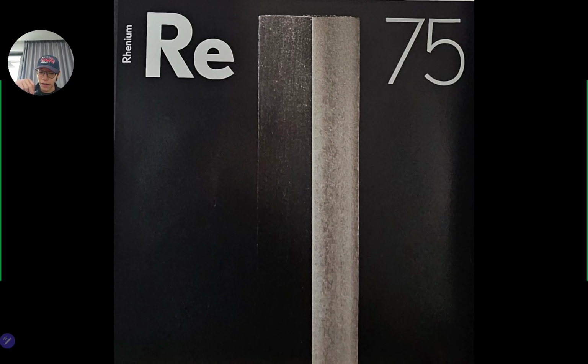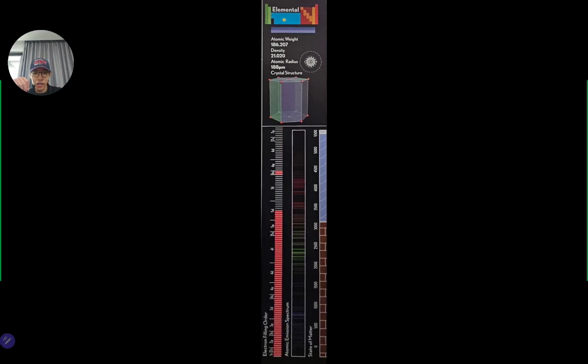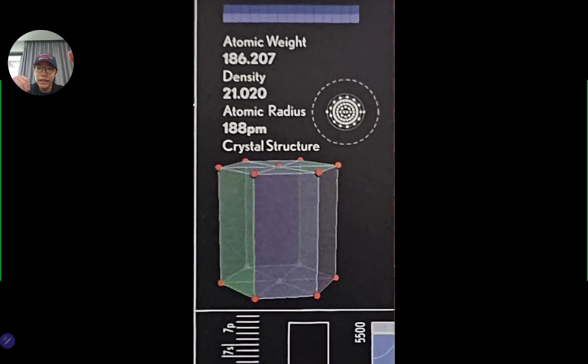Rhenium foil strips are used in evaporation filaments and mass spectrometers, such as the one that we see here, the atomic emission spectrum. That's all I can say about this, though. Now we are going to talk about its stats, and that's it for today.